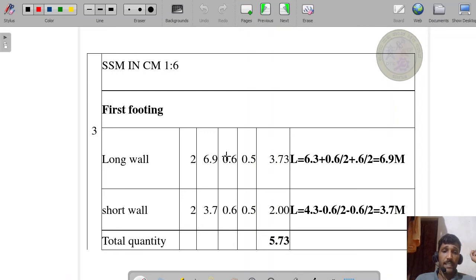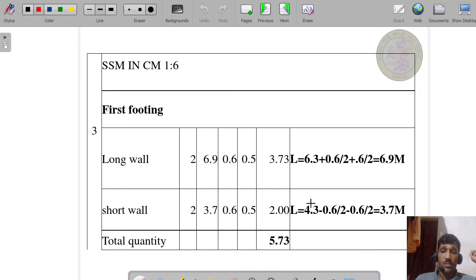Now breadth is 0.6 meter and depth is 0.5 meter. By multiplying all these 4 columns, we will get 3.73 meter cube. Now short wall. There are two numbers of short walls. Once again here we are going to calculate it.